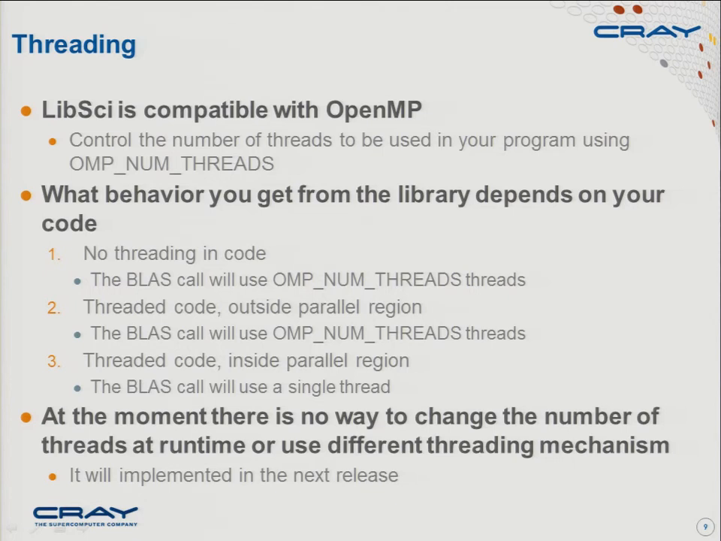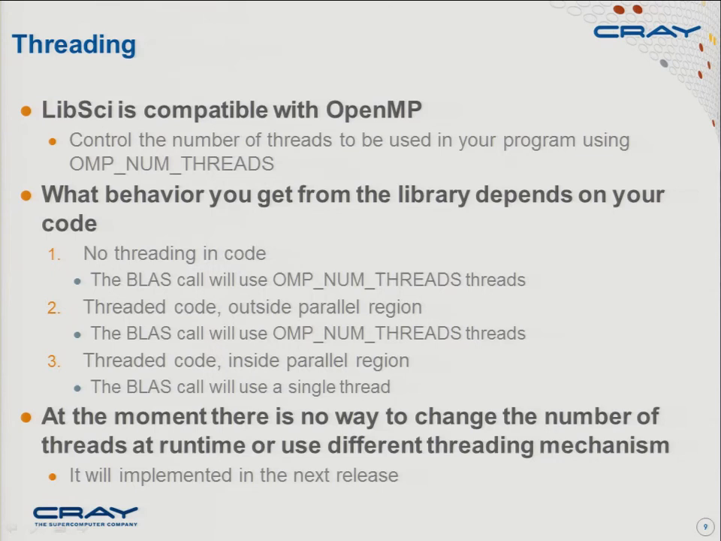OpenMP is the default threading mechanism inside libc. So essentially, to have threading inside the libc, you can use the standard OpenMP num threads. But there are several cases that you need to keep in mind. If in your application there is no OpenMP at all, then BLAS will use OpenMP num threads. They will do threading for you, okay? So you call dgemm, and dgemm is using threading inside, just because your program is sequential.